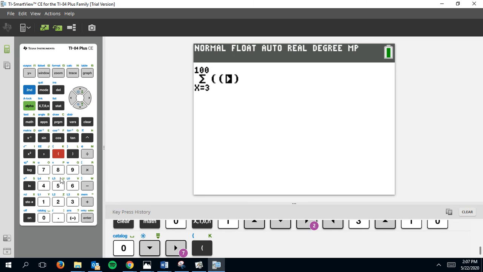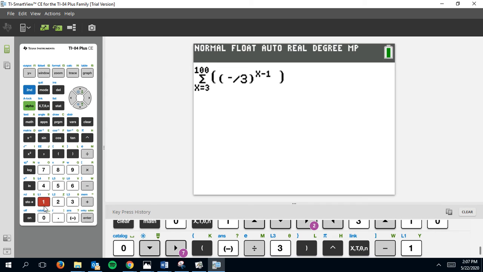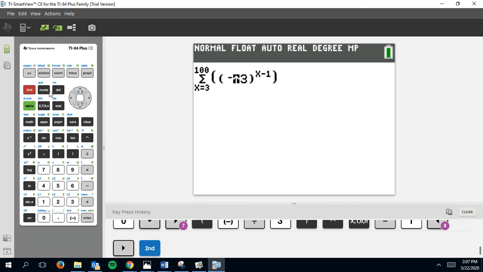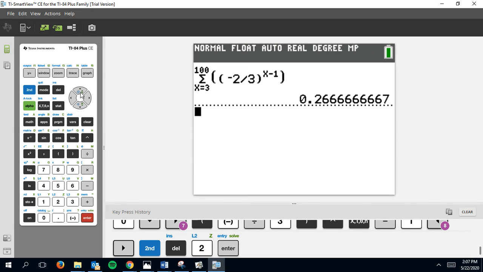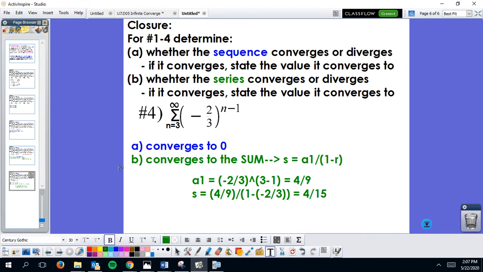Negative 2/3 to the n minus 1. Oh, and I forgot the 2, so that's important. Let's see. Second, insert 2. And then if we hit math frac, we get 4/15 just like we got by using the formula. So the math 0 in your calculator is a good way to use some notation to find the same answers. I honestly probably did it faster though with the real work. So that's just all I wanted to do.